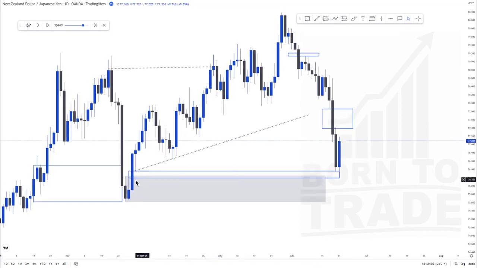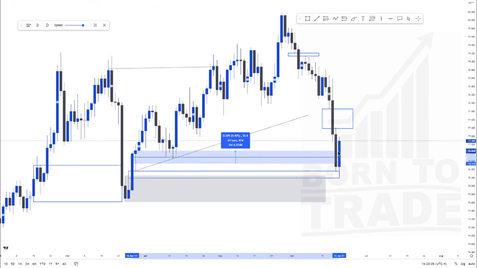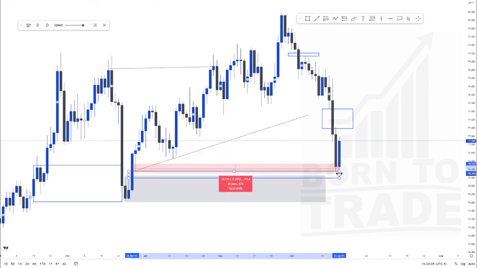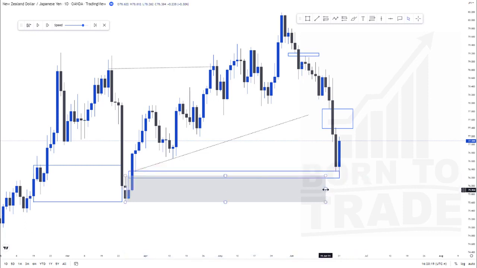Like I said, we don't know how long it's going to take for price to return back and fill the imbalance. So measuring how long it took for price to return to fill this particular imbalance, you can see that it took price how many days? 87 days to return back and fill the imbalance. So like I said, price will always come back to fill imbalance.